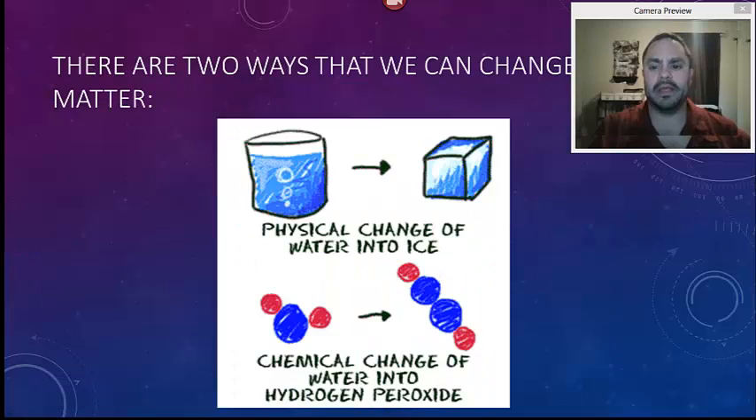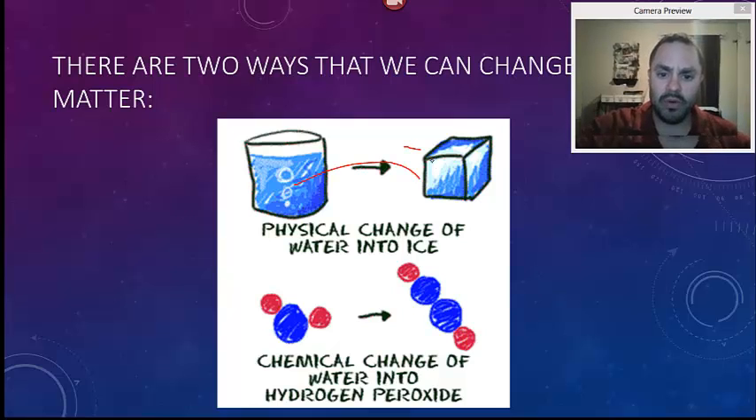Okay, let's go on. So there are 2 ways that you can change matter. The easiest one is to think of it as a physical change. A physical change requires you to take a compound or an element and convert it from one state to another. You go from solid to liquid. In this case, we have liquid water into solid, and you can also revert this back.